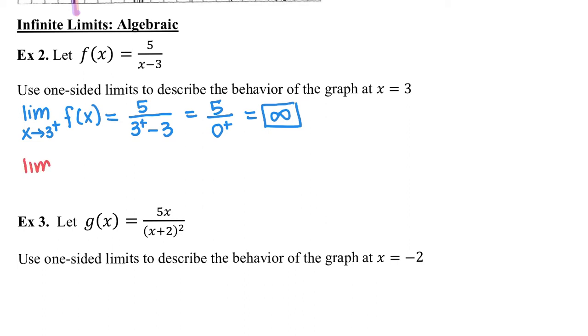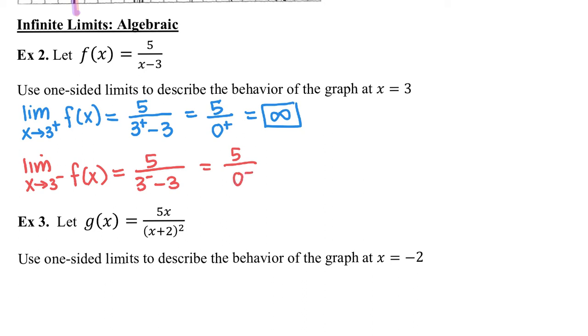Now on the left side, so x approaches 3 from the left side of the graph. I'm approaching 3 from the negative side and I'm subtracting 3. This is not 3, but I'm coming at it from the negative side. So I'm coming at it from the 2.99999 side. If I do 2.99999 minus 3, I get 0, but it's coming from the negative side.